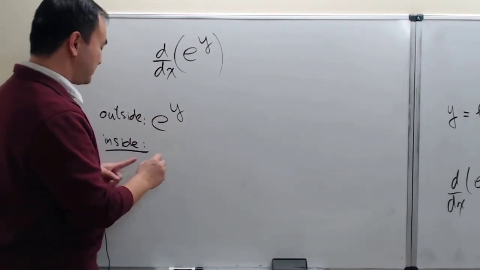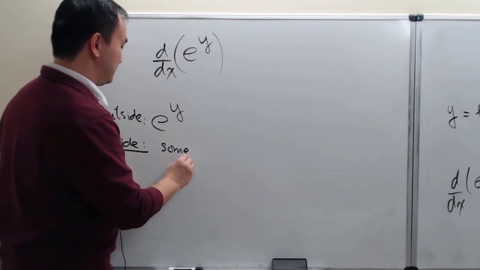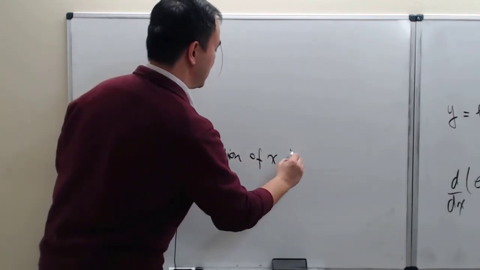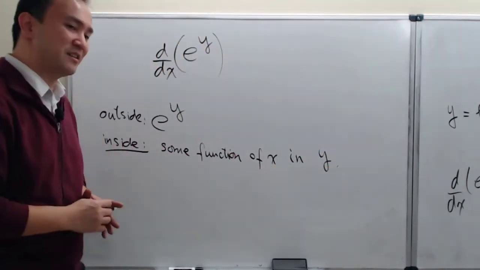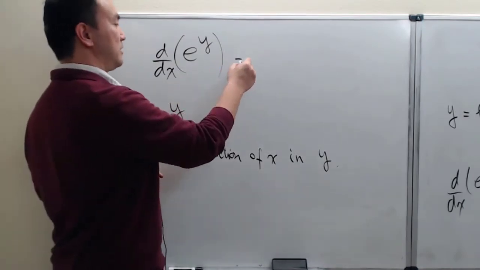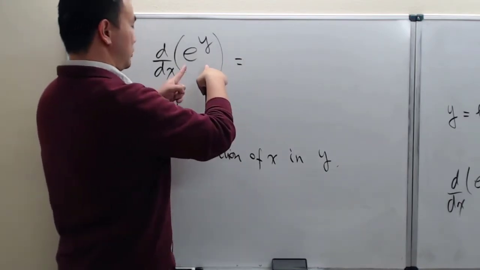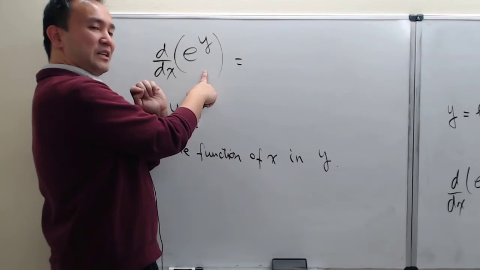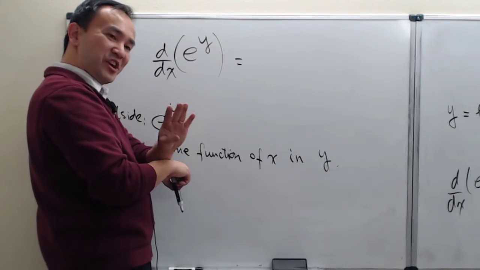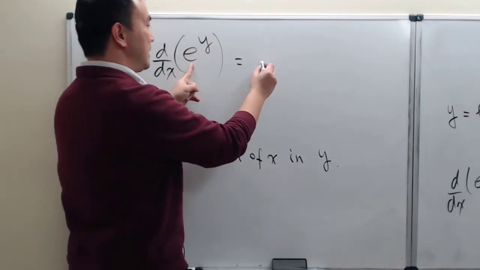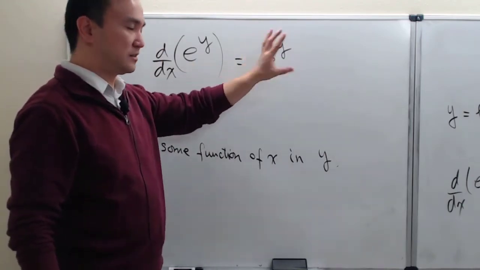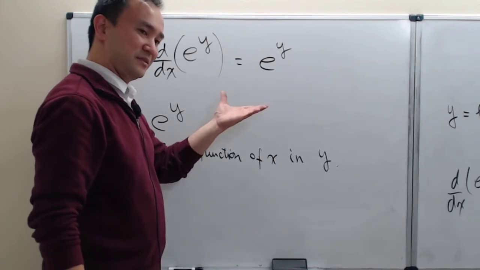Some function of x, being in y. That's all I can say, that's all we need to know. And so in that way, this derivative here is going to be, on scratch work that I'm doing here, see, we just now learned how to find the derivative of e to the x. So same here, according to the chain rule, the derivative of the outside is e to the y. And we got that from learning the derivative formula for the exponential function.